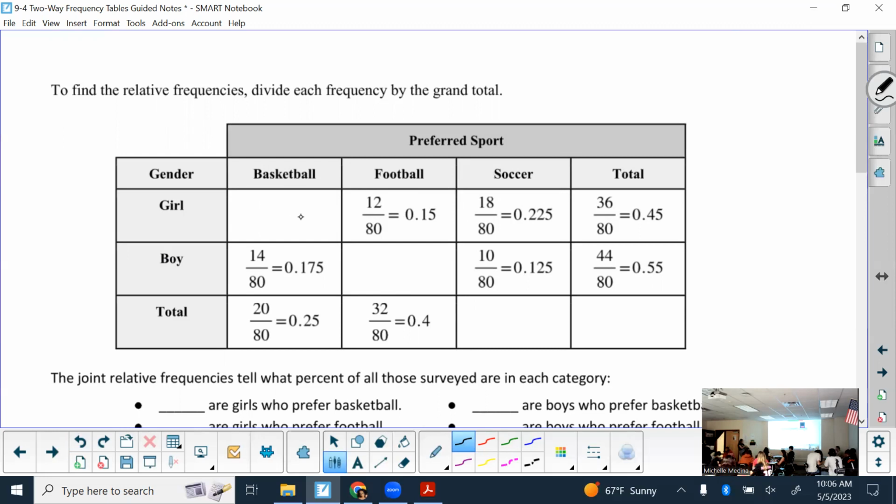Do the math, don't just guess. Well, that's another way too. Because 12 plus 18 is what? 30. And then over 80, give me what as a decimal? 0.375. I heard 0.75 and I was like, there's no way that's more than 75.